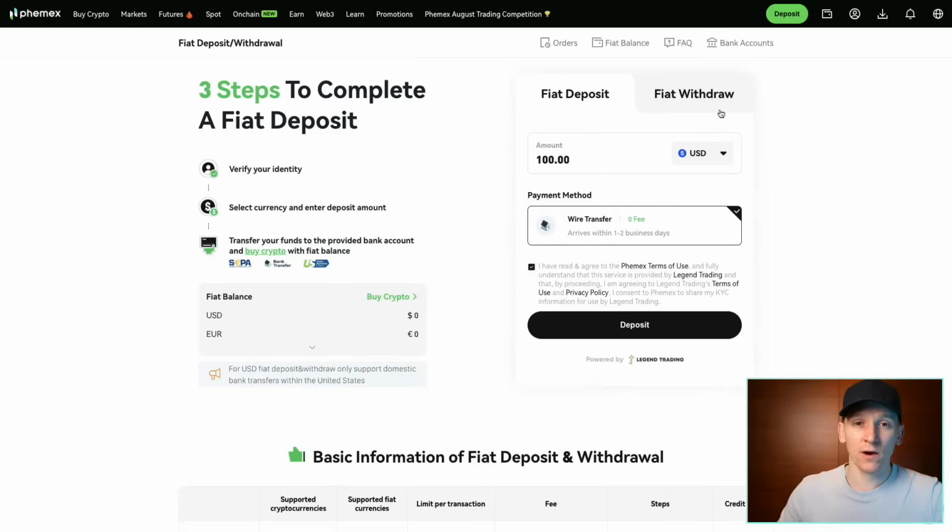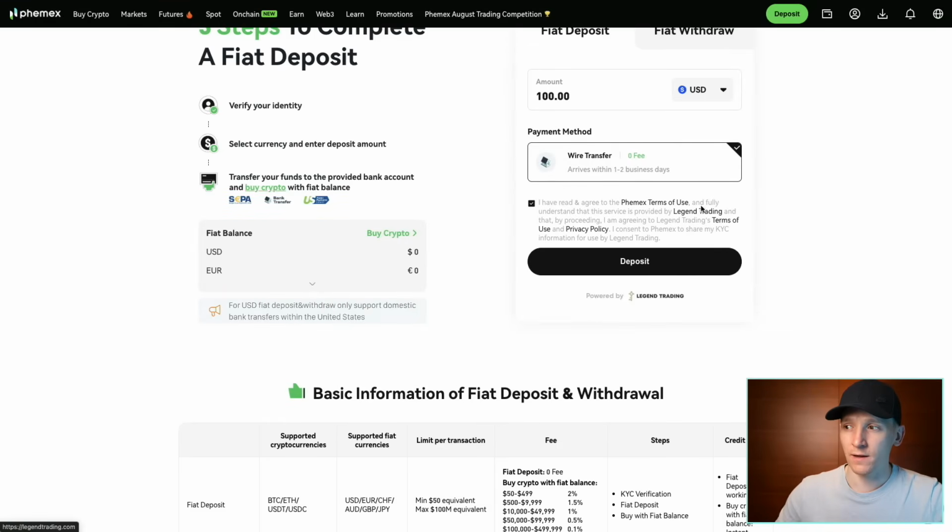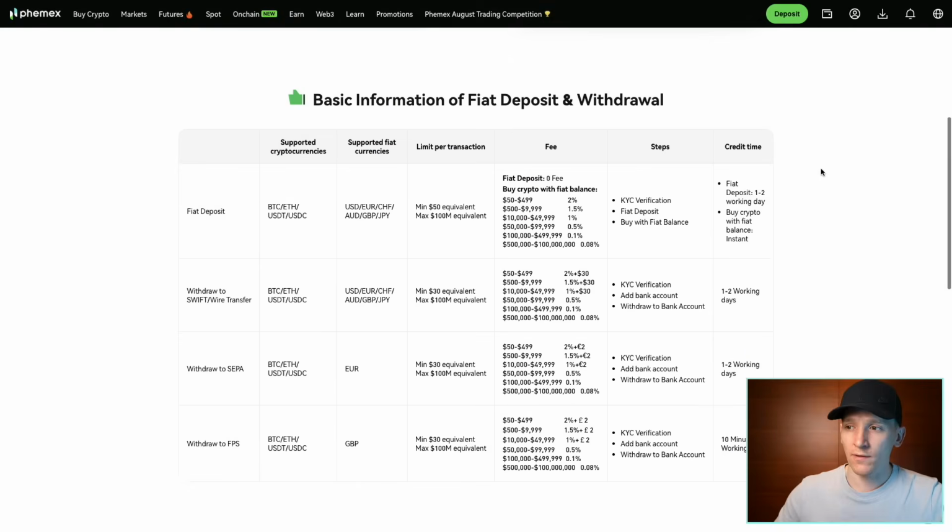Phemex do offer a fiat currency on and off ramp through a partner called Legend Trading. For USD, they say they only accept local USD deposits. So if you're outside the US, you can't use Swift to deposit and withdraw USD. There are other currencies supported: pounds, euros, Swiss francs, Japanese yen, Aussie dollars.